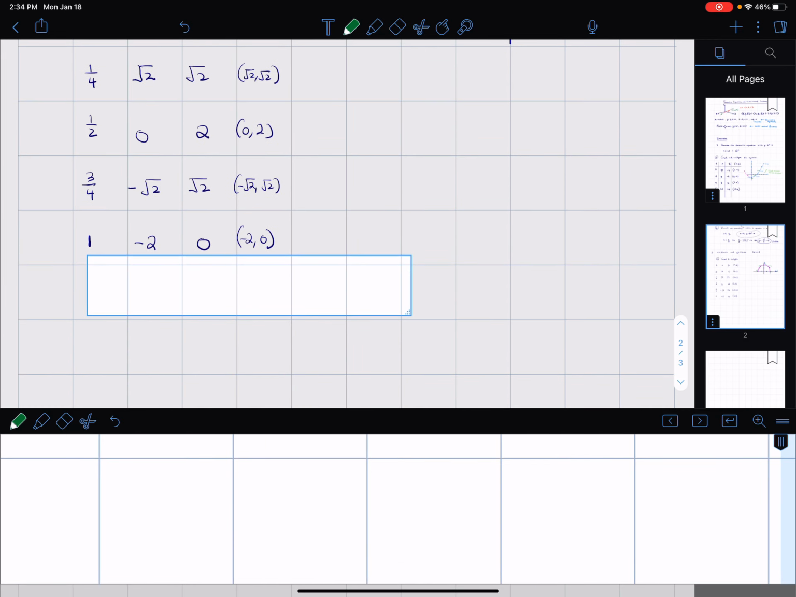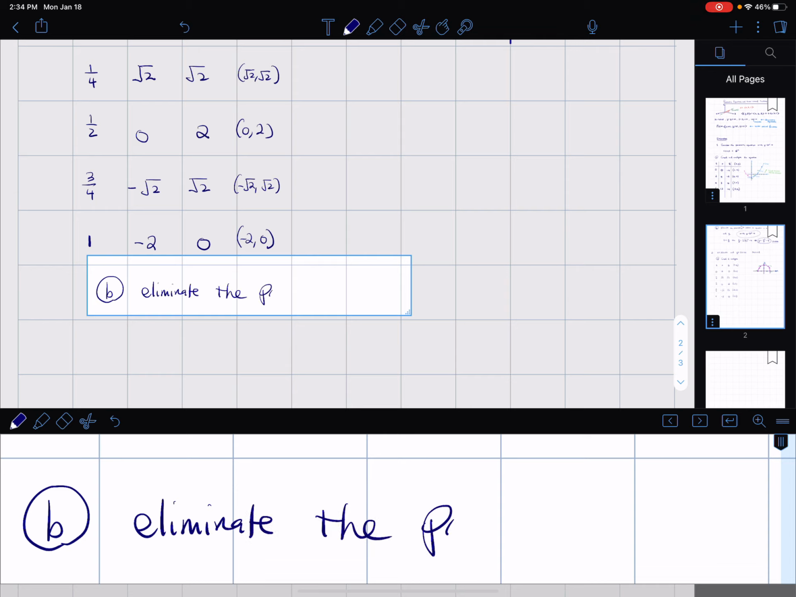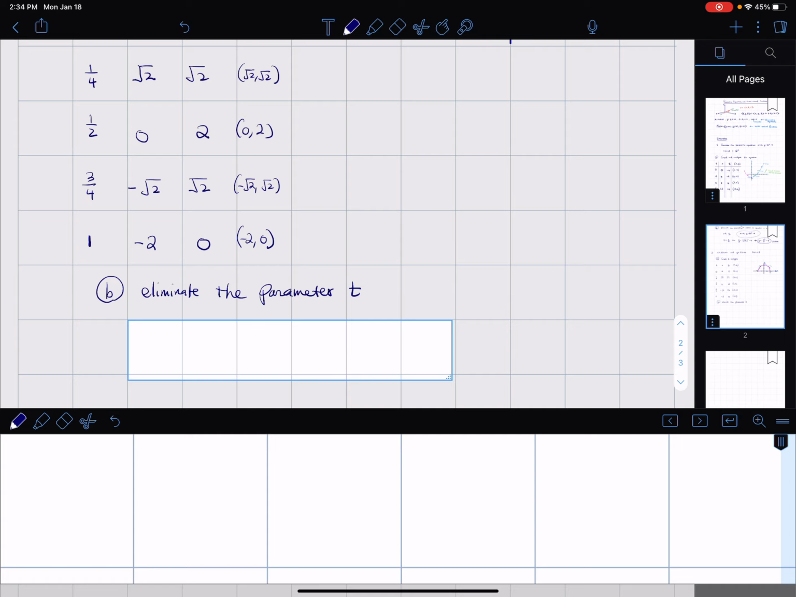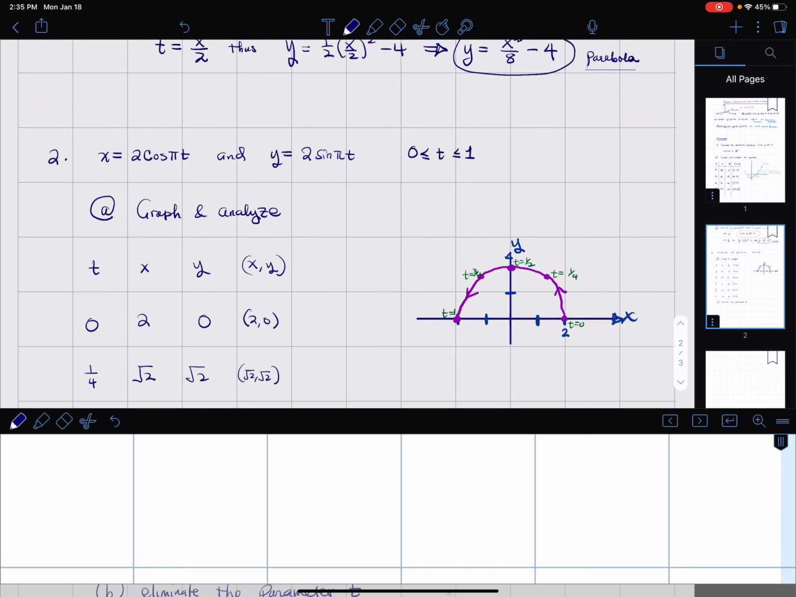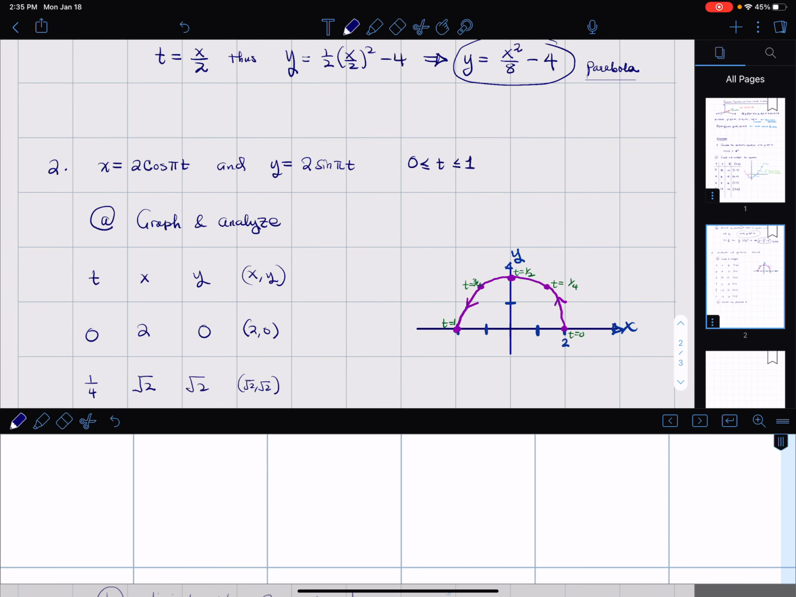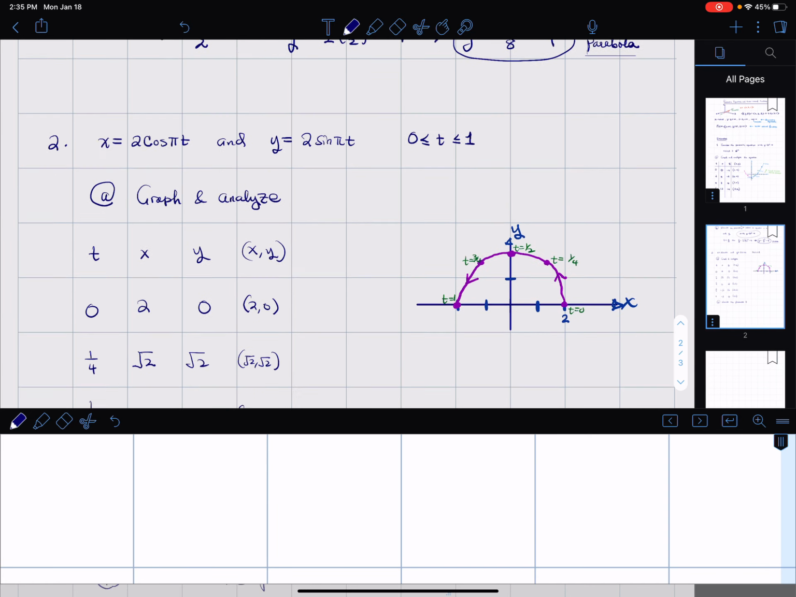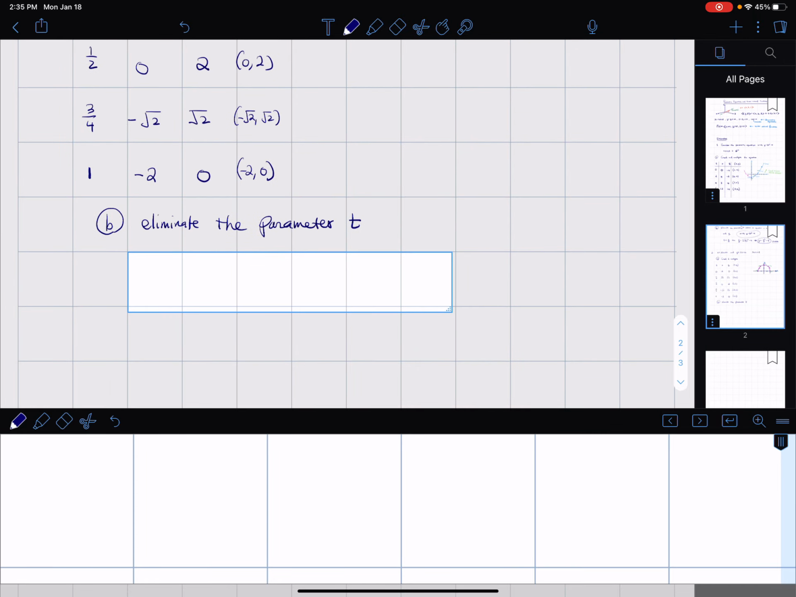The second question now is the question of eliminating the parameter. Want to eliminate the parameter t. So, if you look at this closely, you have a semicircle. So you want to think of a circle. And the equation of a circle is x squared plus y squared is equal to r squared. All right. So let's see what happens here.